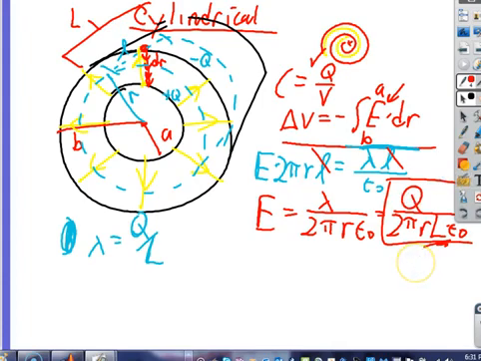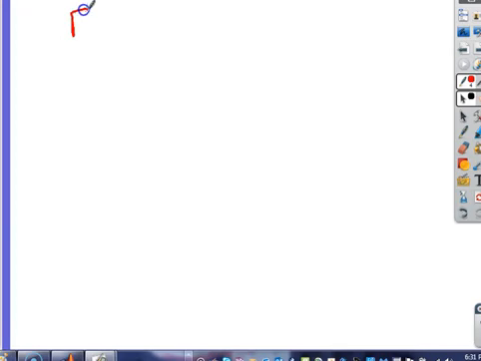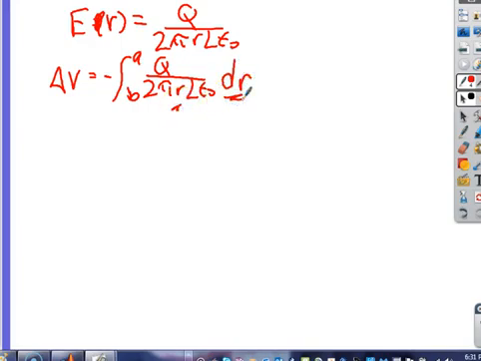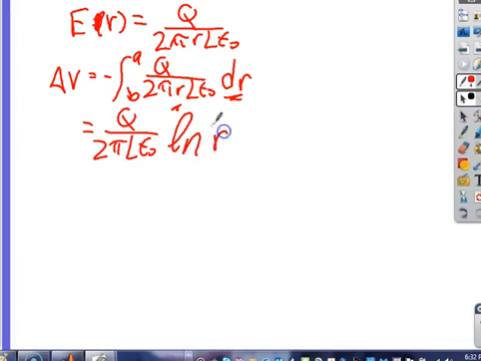So this is my equation for the electric field. Now I go back and pop that into my equation for the change in the voltage, and for that I'm going to go over to another page. So I had electric field as a function of R equals Q over 2 pi RL epsilon naught, and delta V is equal to the opposite of the integral from B to A of my electric field, which is Q over 2 pi RL epsilon naught dr. You can see that everything is a constant except for the 1 over R and the dr. So this is just going to end up being Q over 2 pi L epsilon naught times the natural log of R evaluated from B to A. And there's a negative sign there.